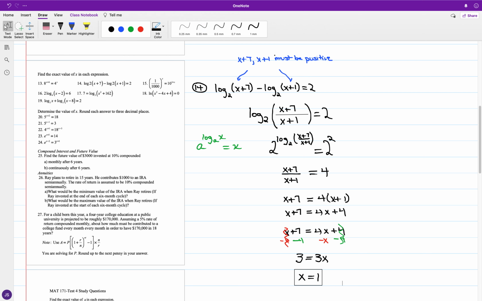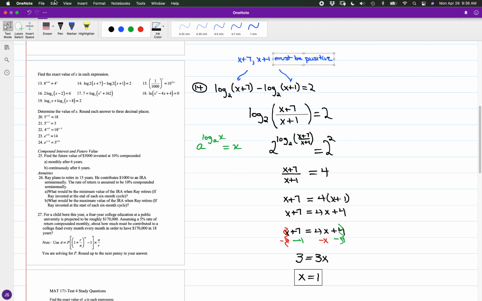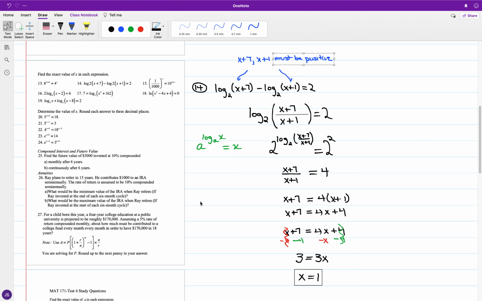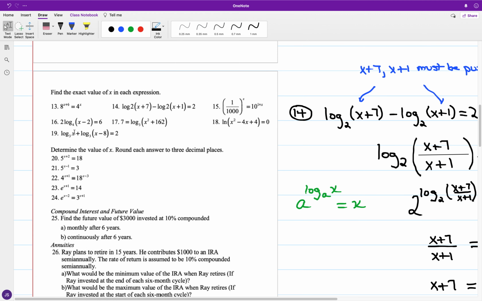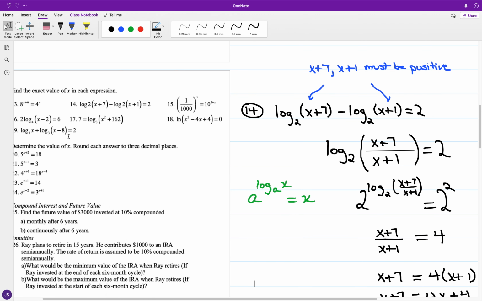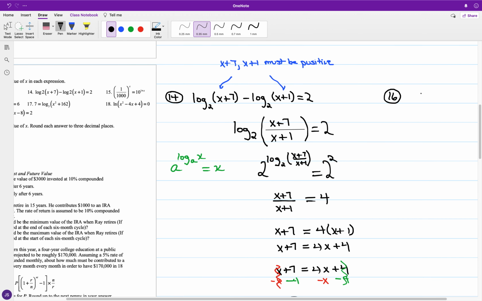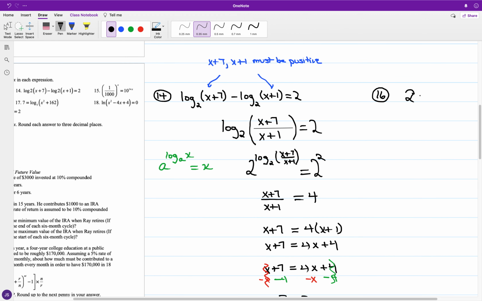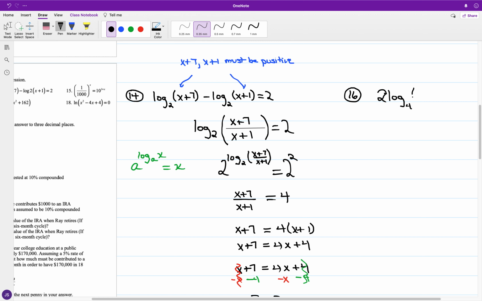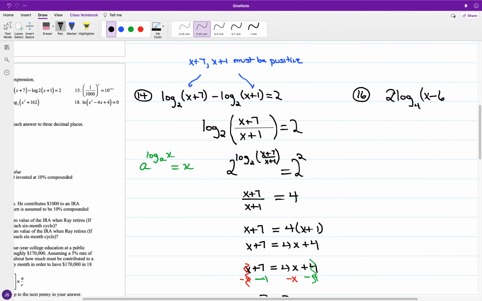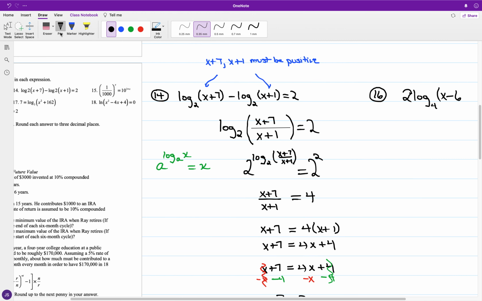Now for number 16, in this case we have a single base 4 logarithmic term, where we have 2 times the base 4 logarithm of the quantity x minus 2 is equal to 6. So in this setup, I have 2 times the base 4 logarithm of x minus 2 is equal to 6.